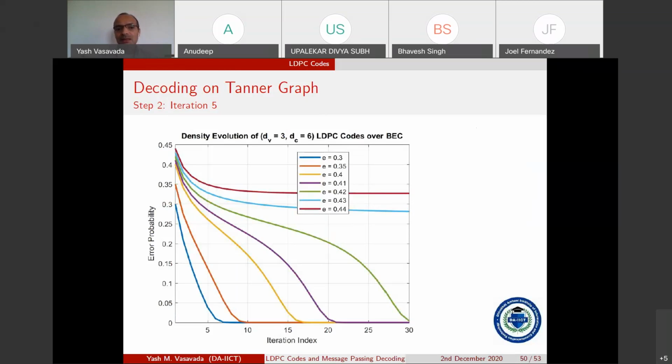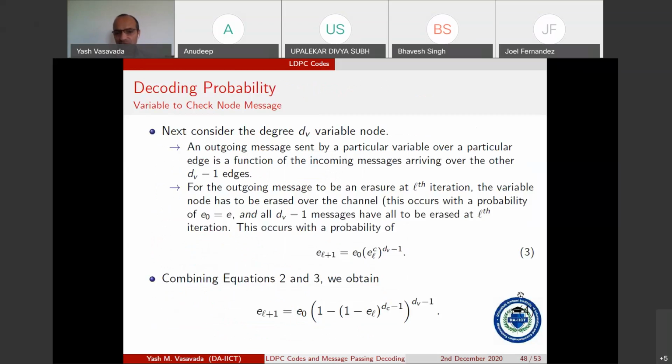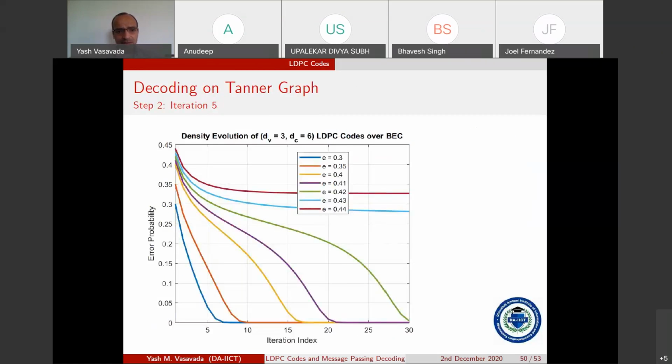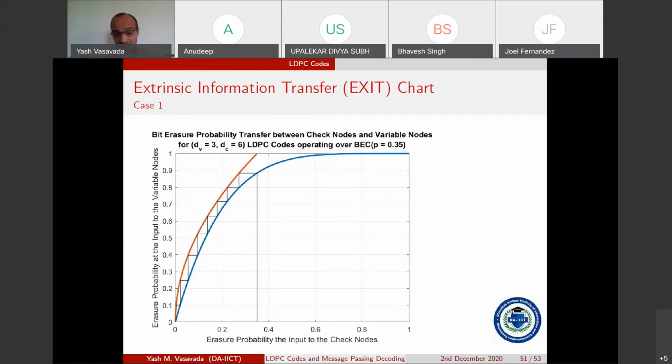So this is the idea behind the mathematical analysis, which we haven't gone into. There is some formula that we need for deriving this. And then there is something called extrinsic information chart, exit chart, which is also pretty cool way of understanding when this iterative message passing algorithm will work or when it will fail.